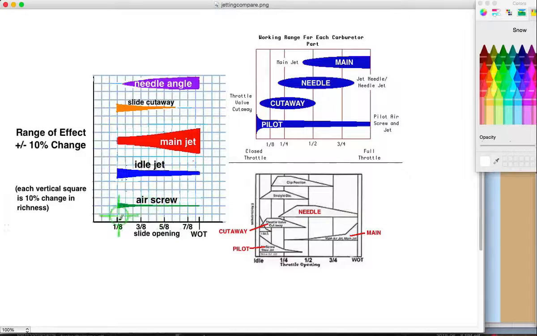Like, if you want to change it a 1/8 slide, well, the needle angle is going to affect that. The main jet has minimal effect on that, so you want to look at the slide cutaway and the idle jet. It's just that easy.